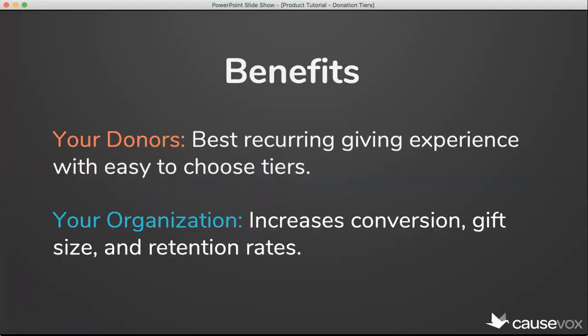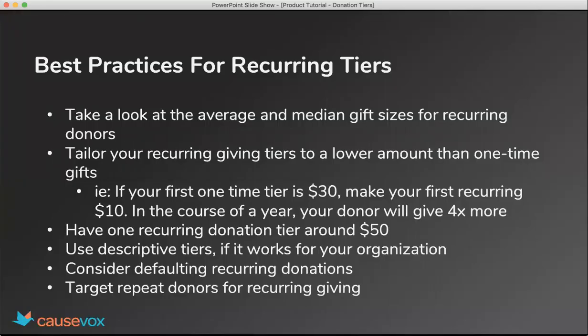So with optimizing recurring giving tiers, you have a few benefits. Your donors are going to have the best giving experience, so it makes it really easy for them to choose the right gift amount for their recurring gift. And your organization increases conversion, can increase gift size, and drive up retention rates. So many benefits that your organization gets from recurring giving tiers.